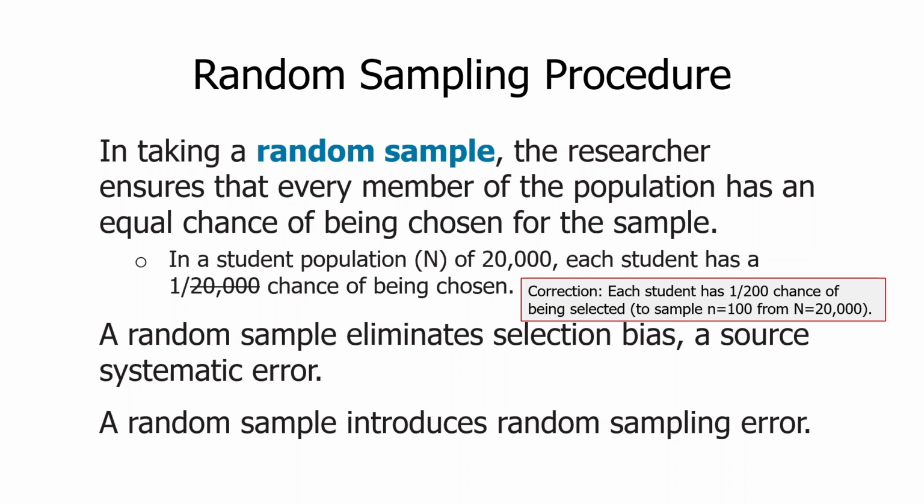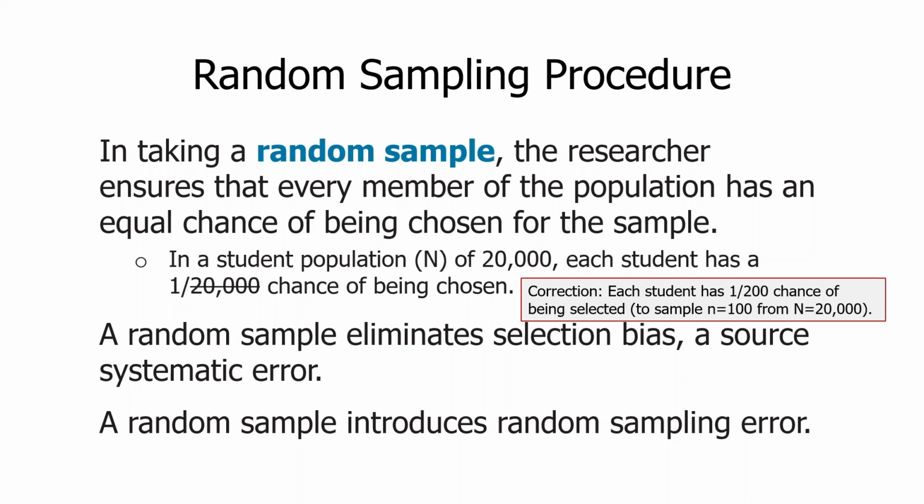In taking a random sample, the researcher ensures that every member of the population has an equal chance of being chosen for the sample. So, hypothetically, let's say the entire student population, capital N, is 20,000. If you have a population of 20,000, each student in that population has a 1/20,000th chance of being chosen for the sample. So there's no selection bias. There aren't some students in the population who are more likely to be chosen for the sample than other students. A random sample eliminates selection bias, which we've talked about before, a source of systematic error.